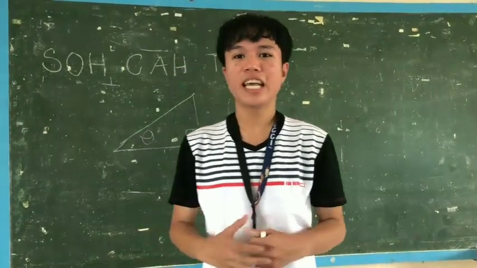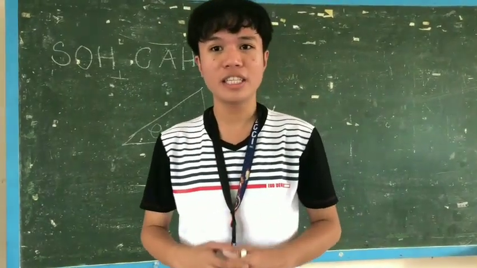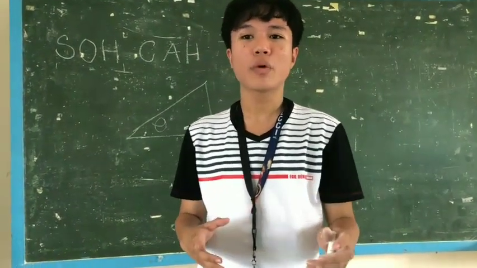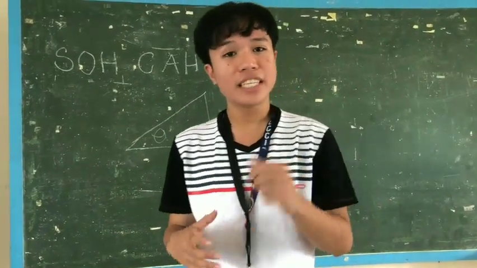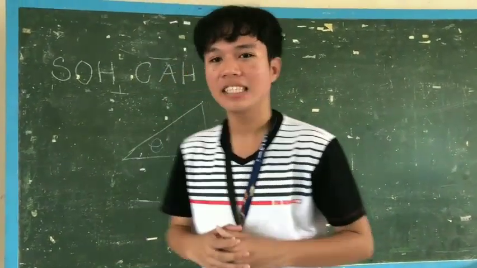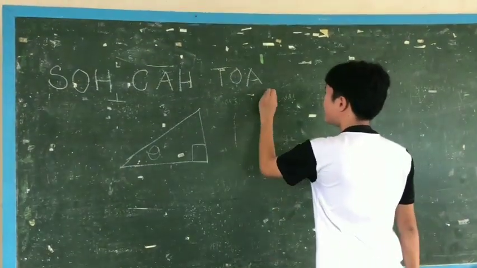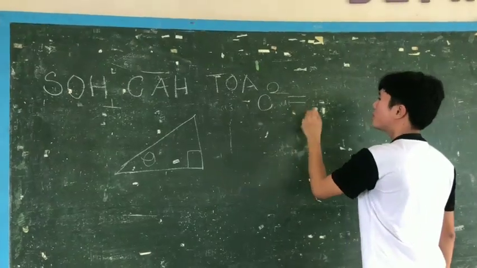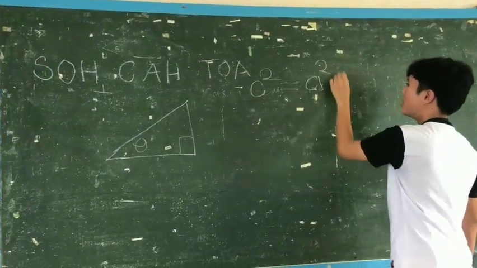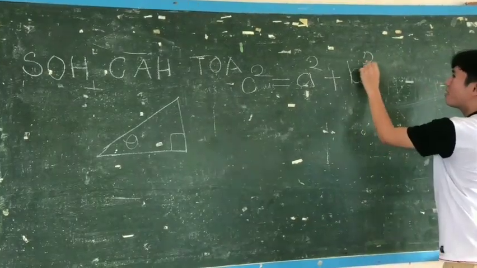Remember the Pythagorean theorem? This indicates that the square of the hypotenuse is equal to the sum of the squares of the 2 legs of the right angled triangle. This is commonly written as C squared equals A squared plus B squared.